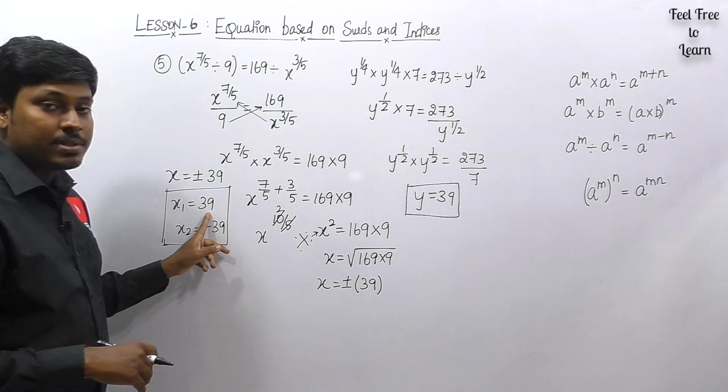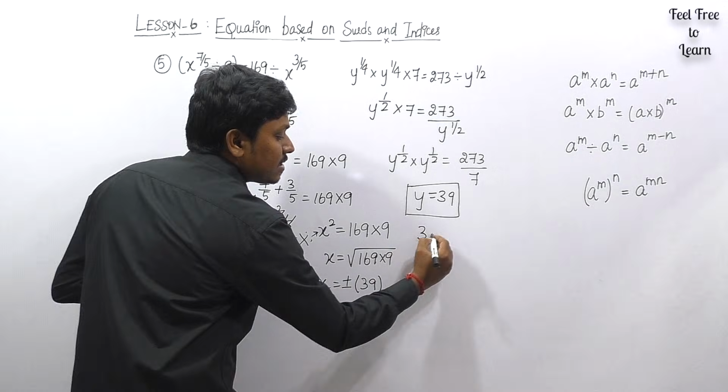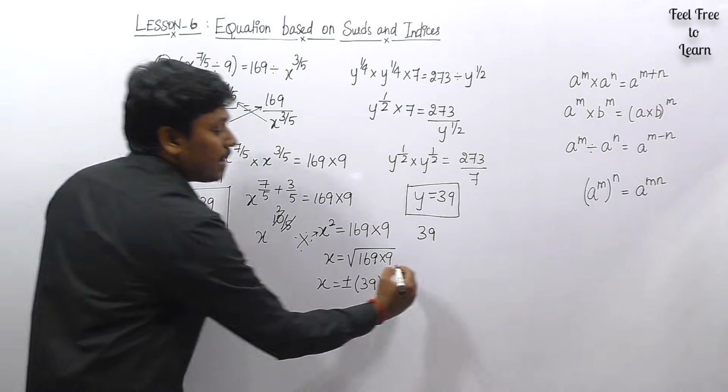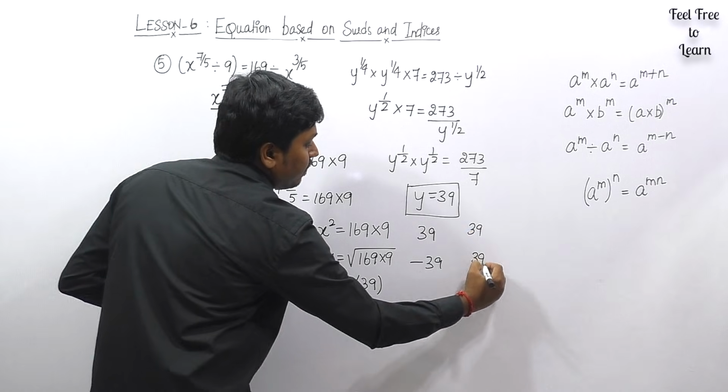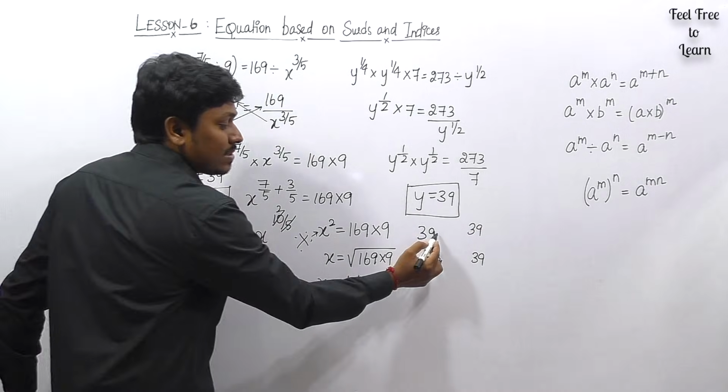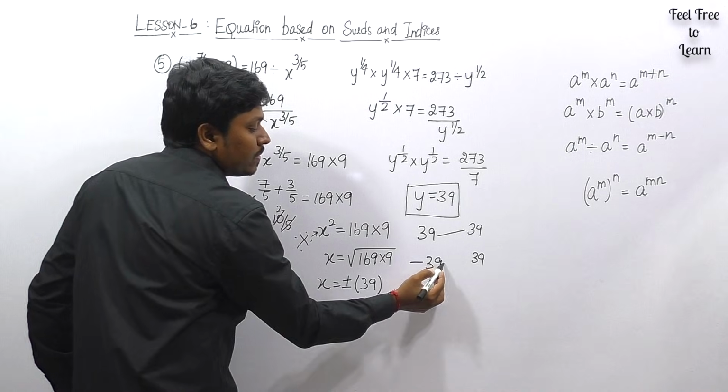Here the x value is 39. So 39 will be the first x value and the second x value will be minus 39. And here the y value will be 39 and 39. Now we need to compare this. So x1 with y1 and x2 with y1, right?